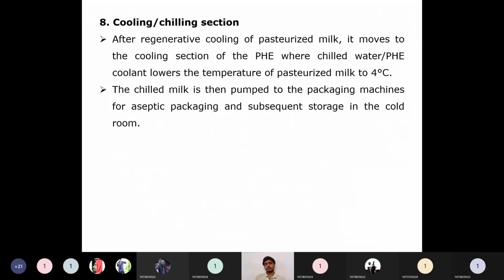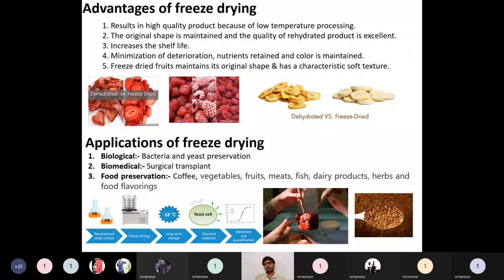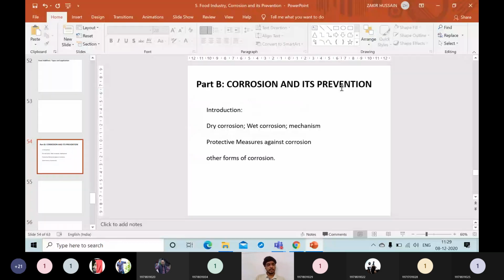So these are the slides which are there, along with the significance. Then next is freeze drying. We are going to see the advantages of freeze drying and food additives. I will prepare this. The next part after food additives will be your Part B. This is a very big unit. Until now there are 60 slides, and it will come to around 72 or 78 slides maybe.